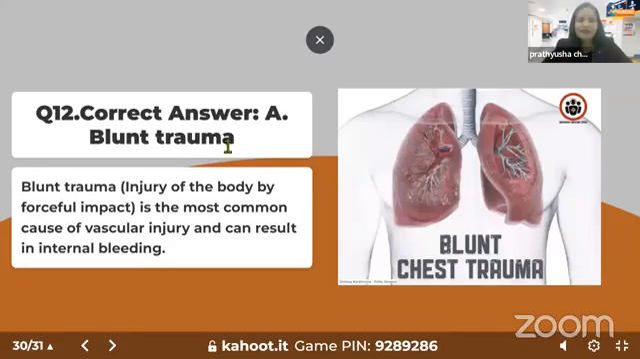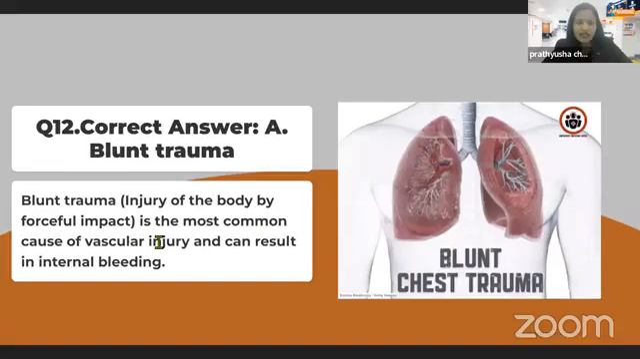So the answer is blunt trauma, because blunt trauma is the injury of the body by forceful impact. It is the most common cause of vascular injuries and can cause internal bleeding. So the answer is blunt trauma.